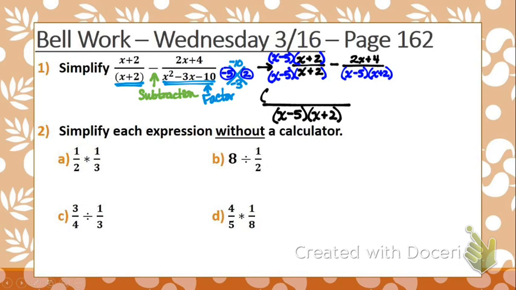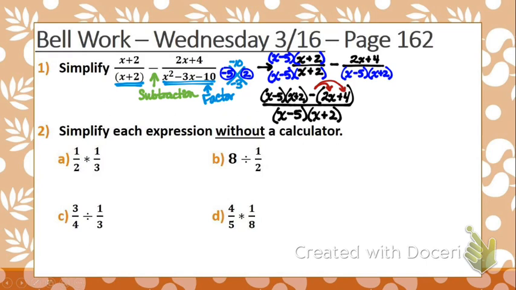And then I'm going to have x minus 5 times x plus 2. And then what am I subtracting? Because I'm going to go ahead and write the other numerator down. Minus 2x plus 4. Minus, and then this whole thing, 2x plus 4. I'm subtracting that entire numerator, not just the 2x. So I'm going to have to make sure to distribute that so that I subtract both of the pieces that are over there.